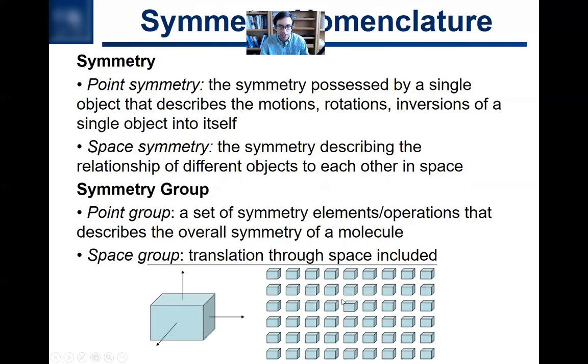We're not going to be talking about this in the course. There are other courses sometimes offered in the department that do go over this. So this is really important in crystallography. We're not covering crystallography in this course. We're going to be doing many other things. But that's what a space group is. So we're going to be focusing on point symmetry and point group.